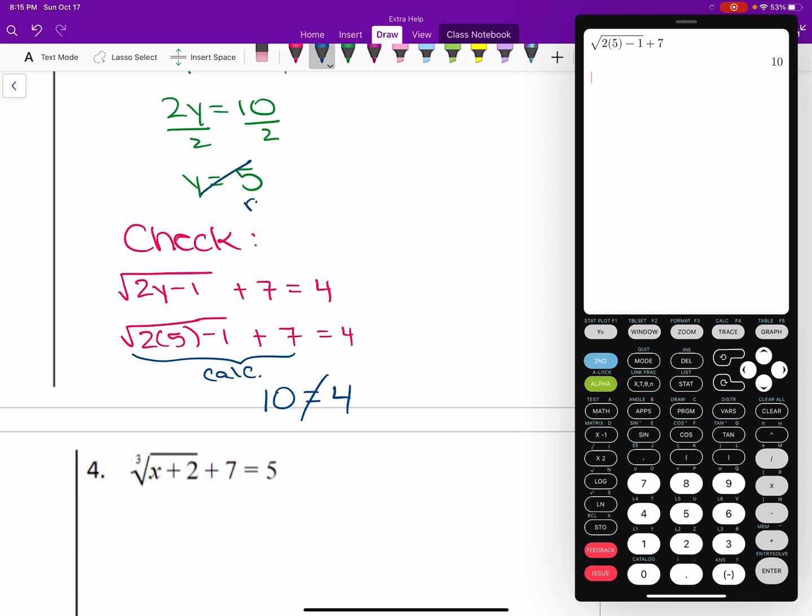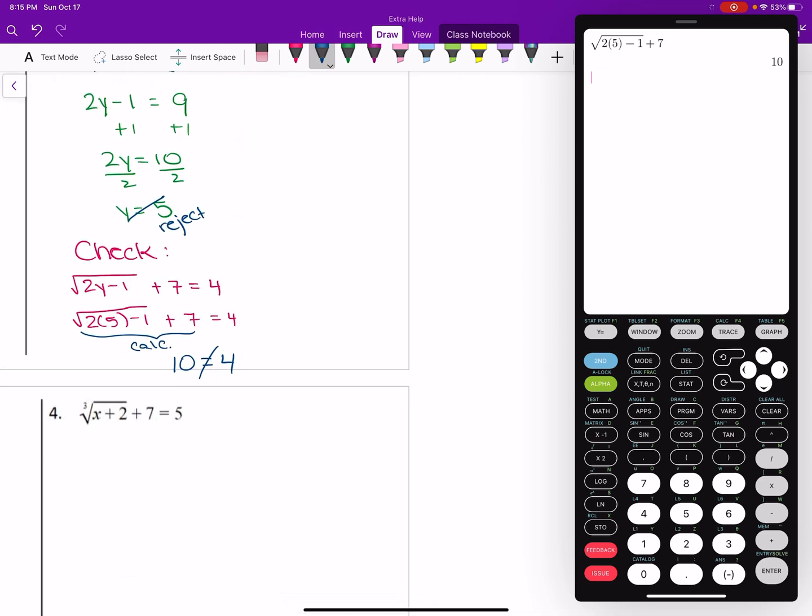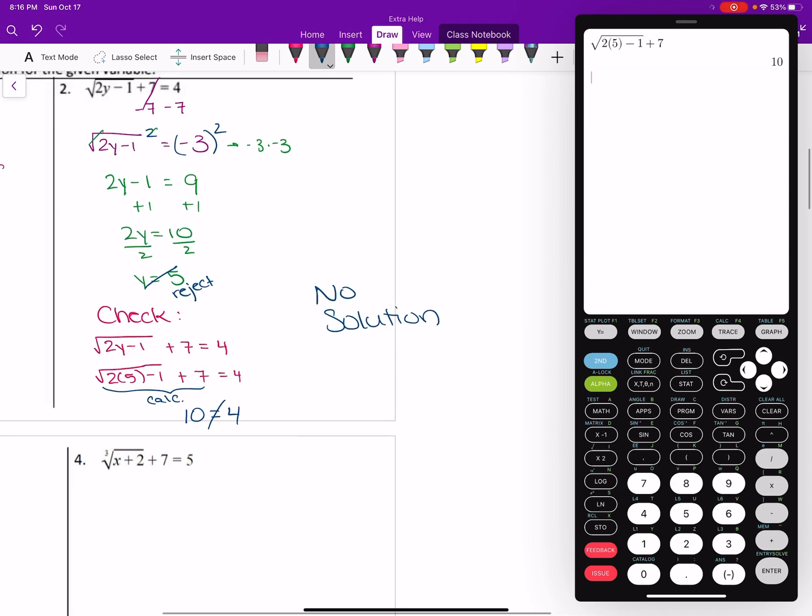So we take our answer and we reject it. And since nothing was left over, this one has no solution to it. So it's very, very important that we always do a check. The answers that cancel out, we call them extraneous solutions. So you always want to make sure you check for them to see if anything's going to cancel at the end.